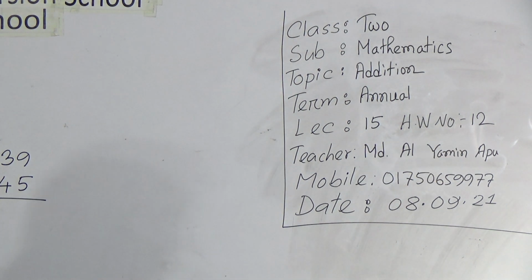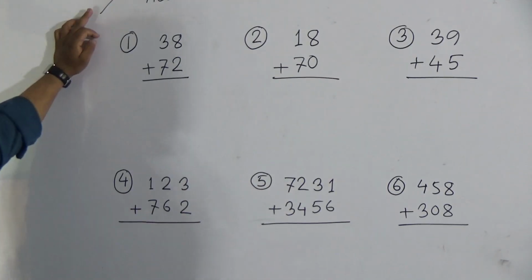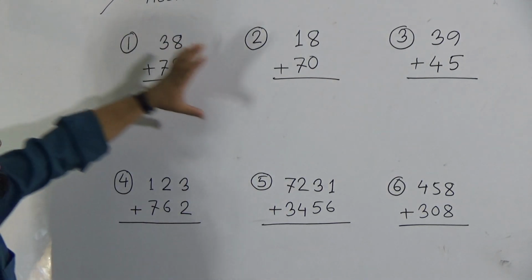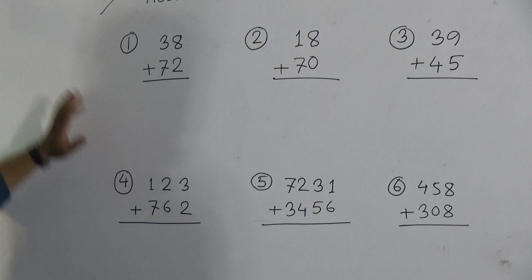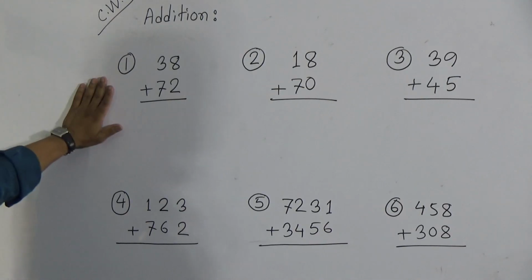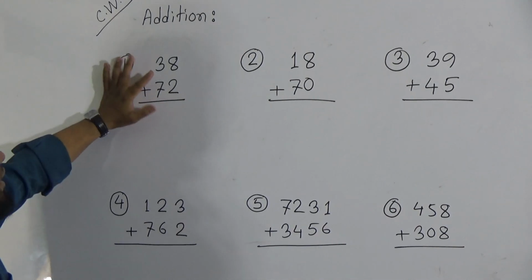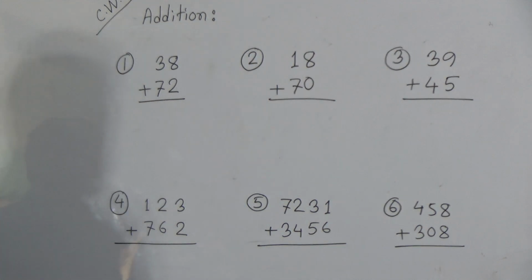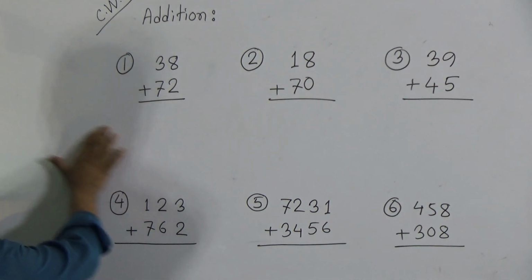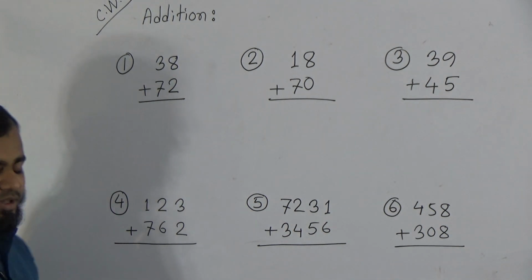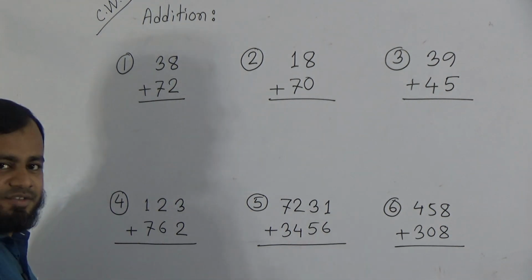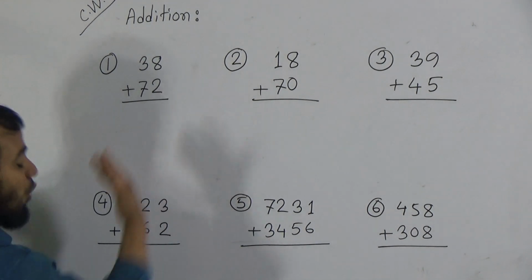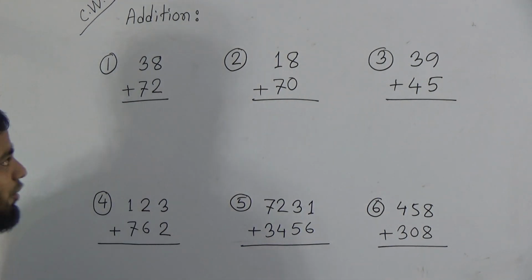My students, have a look on the board at the questions of addition. It's a CW class. This is your addition, the sixth problem we will solve today, in our CW class. The first one is we need to add 38 with 72. My dear students, if we add, subtract or multiply something, then we need to start from the right hand side, or from the ones place. Ones place or right hand side.